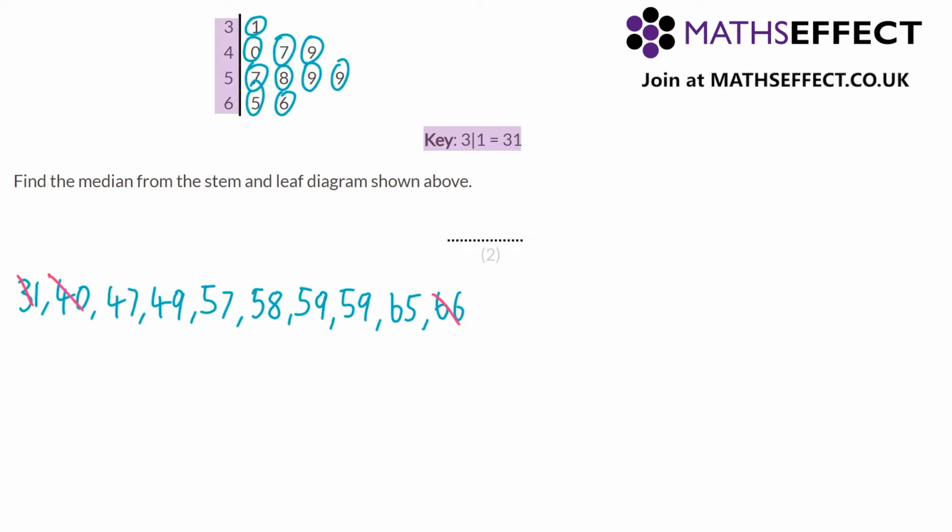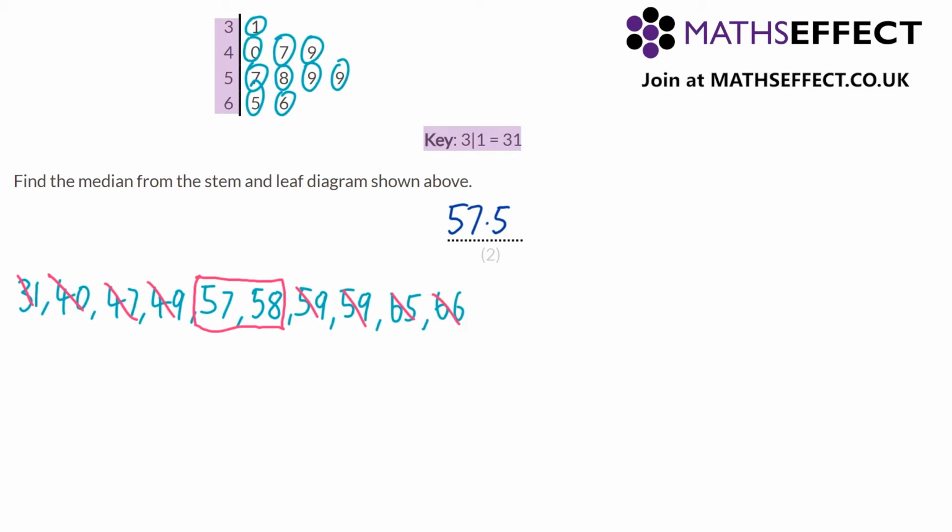Then we do it again and again and again. Now we stop when there's 1 or 2 numbers left. Here we've got 2 numbers left. We've got 57 and 58. A couple of different ways of doing this. We could add them together and divide by 2, or if we can easily spot which number's halfway between the two, then that will be our answer. So 57 and 58, halfway between those two is going to be 57.5.